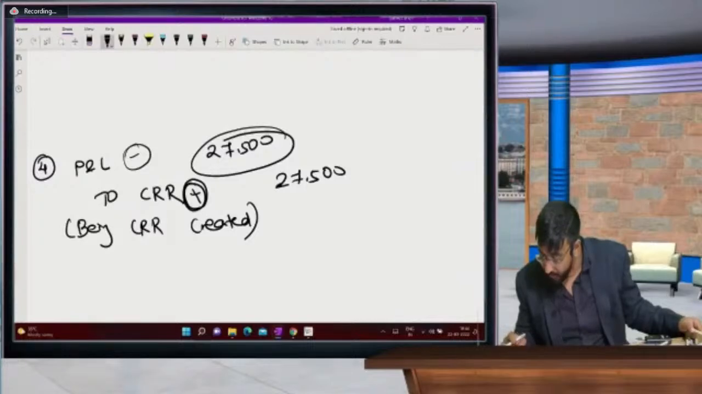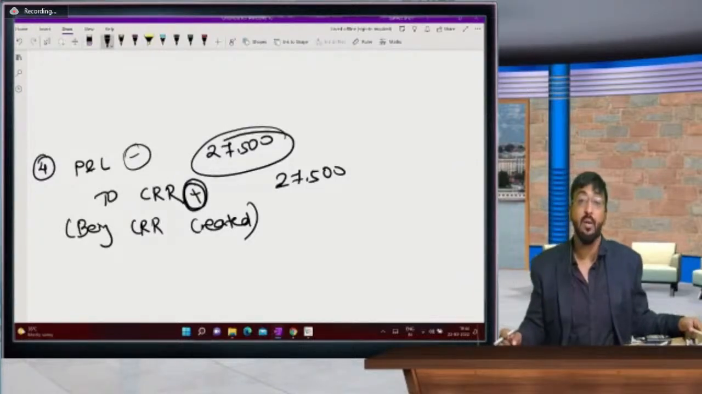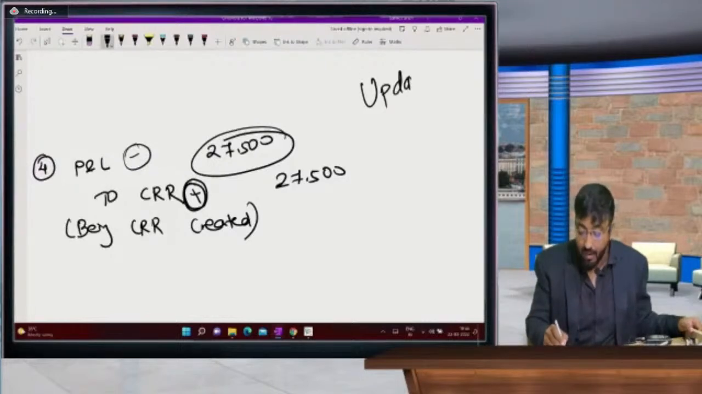Sequence of entries might be different. Now tell me, are you getting what is updation of trial balance sheet?